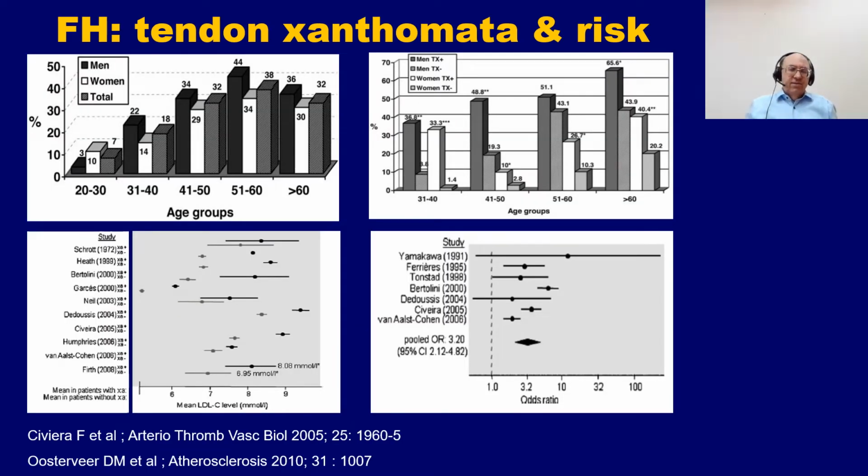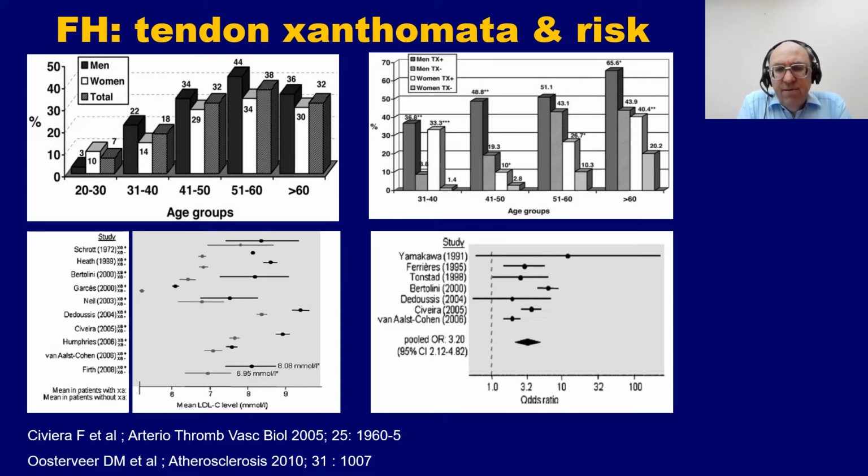Why are tendon xanthomata used as a surrogate for prioritizing people for screening? It is their very strong relationship with cardiovascular risk, such that in any age group, tendon xanthomata will have a strong association with risk and will probably give you an excess risk of about 2 to 3-fold, depending on the study.